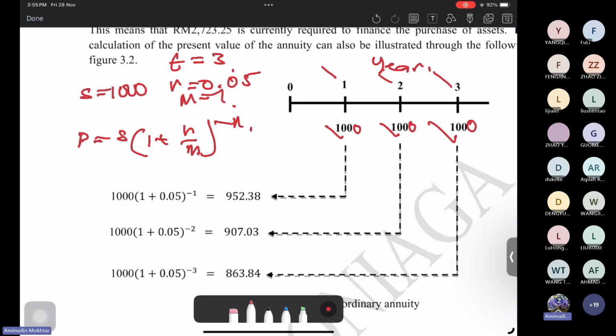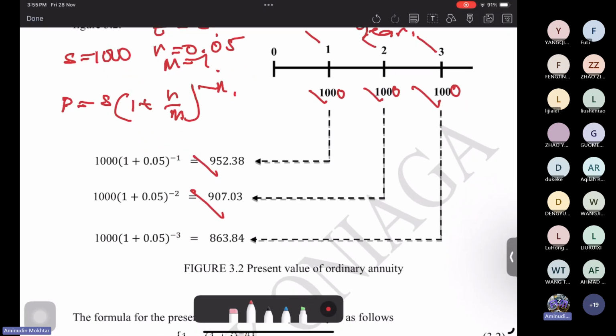So now we need to calculate the present value of each 1,000 that we need to pay later. For the first 1,000, the present value is 925.28. The second 1,000, the present value is 907.00, and the third 1,000 is 863.84. So now we have three present values.